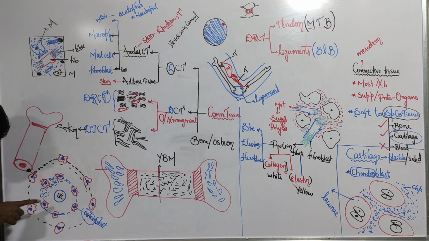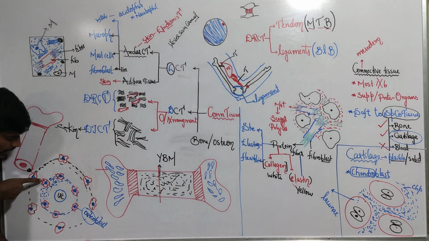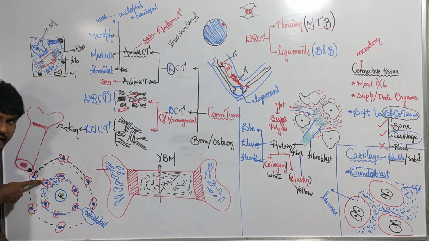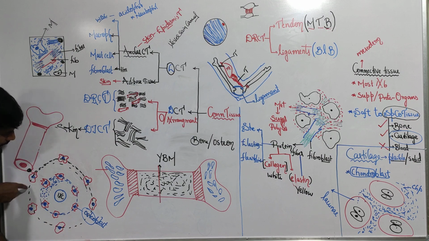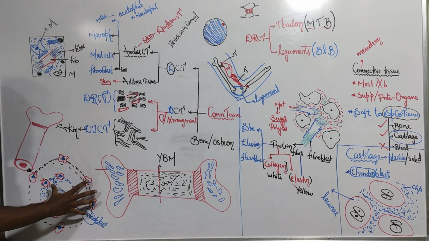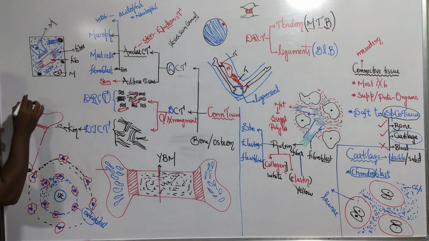So now you remember, this is the Haversian canal, and surrounding this Haversian canal we have osteocyte cells, and those are secreting the matrix, and surrounding that layer once again we have osteocyte cells secreting the matrix. So all these we call the Haversian system.